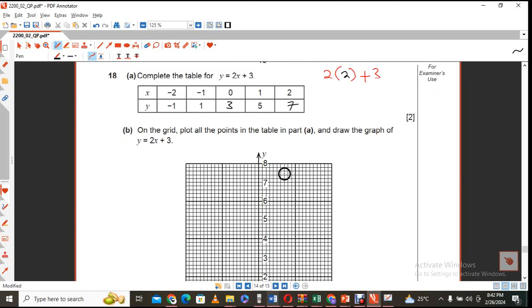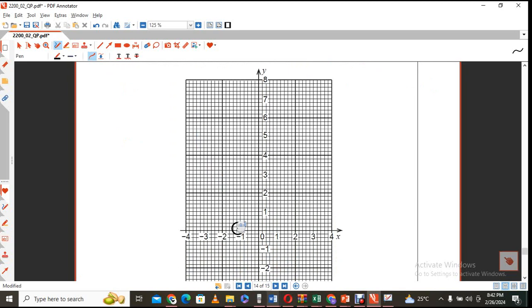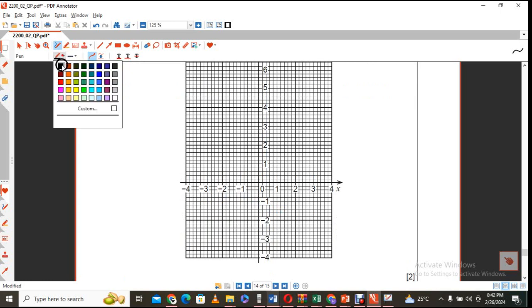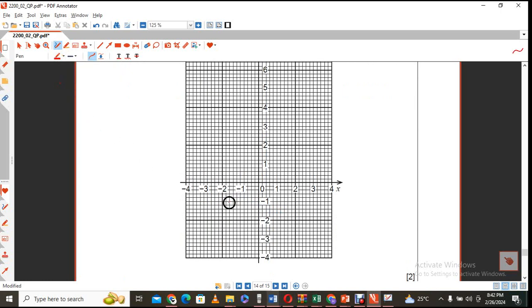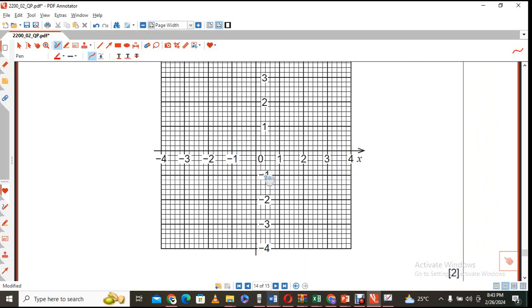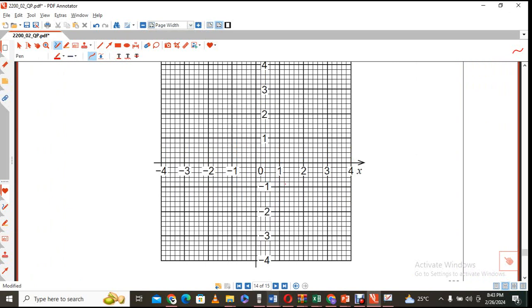So the first point is negative 2, negative 1. Let's just bring in the red. Negative 2, negative 1, that's 5 little blocks: 1, 2, 3, 4, 5. Maybe I should make it a little bit bigger so it's much easier for us to see. So it's -2, comma -1. That's where the first point will be.